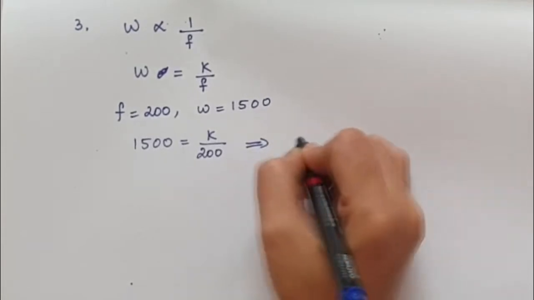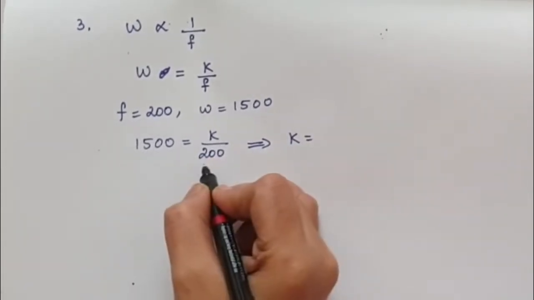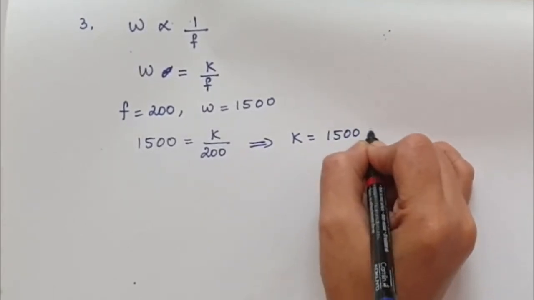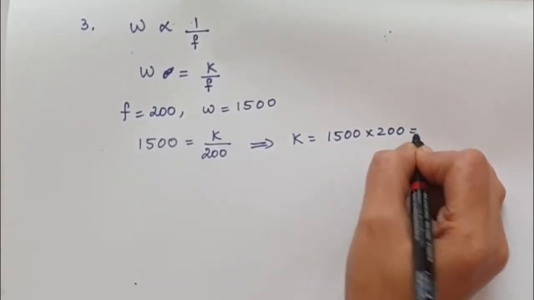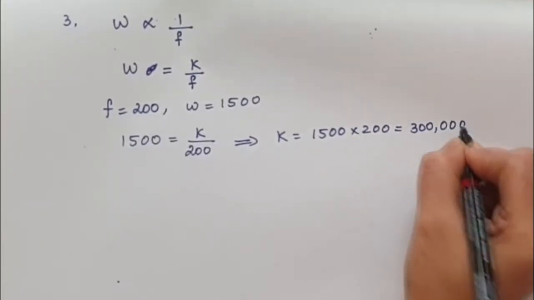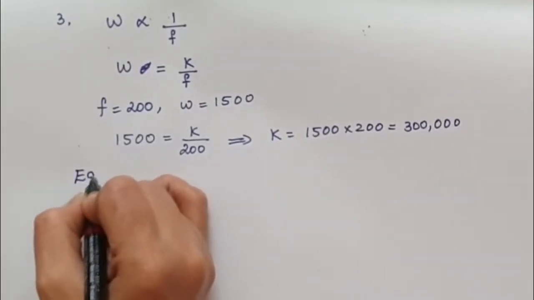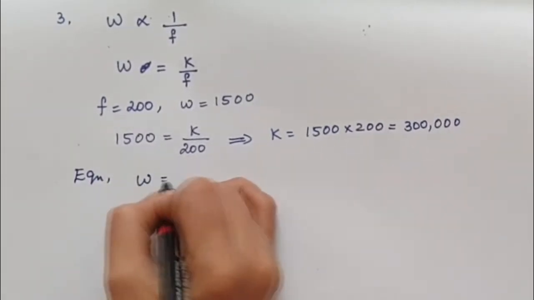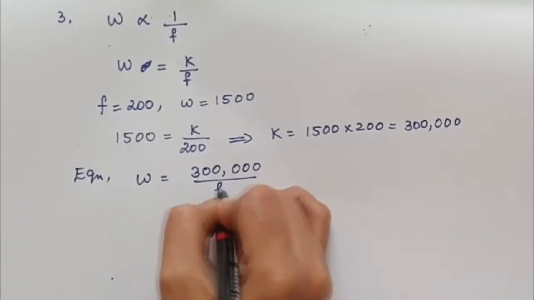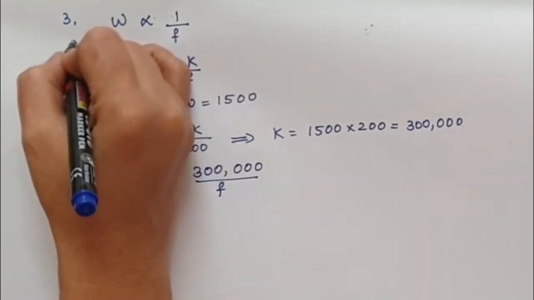So when we do it, K will be equal to 1500 multiplied by 200, which gives us 300,000. So our first part, the equation is W will be equal to 300,000 divided by f. This is our A part.